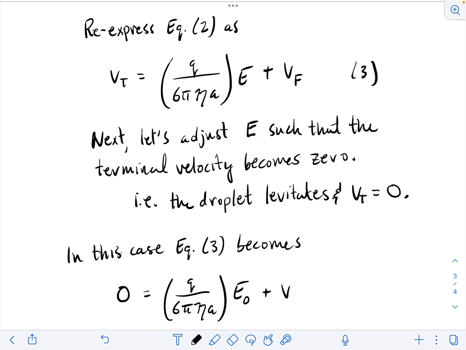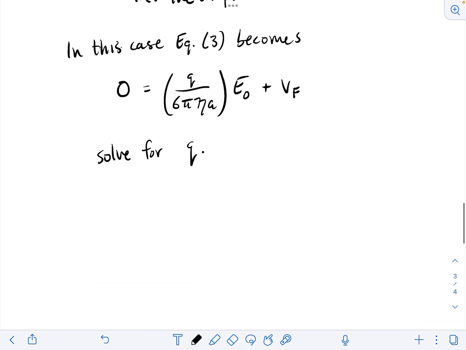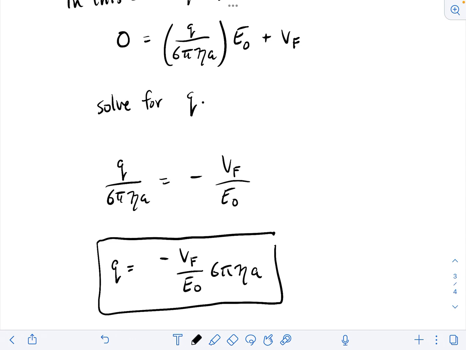And so now we can solve for Q. So let's see, what would we get? We would get Q over 6 pi eta A is equal to minus the free fall velocity over E0, or Q is equal to minus the free fall velocity over E0 times 6 pi eta A. And we know all of this stuff because in our first step, we measured the free fall velocity so that we could determine the droplet radius A. And so VF and A are both known.